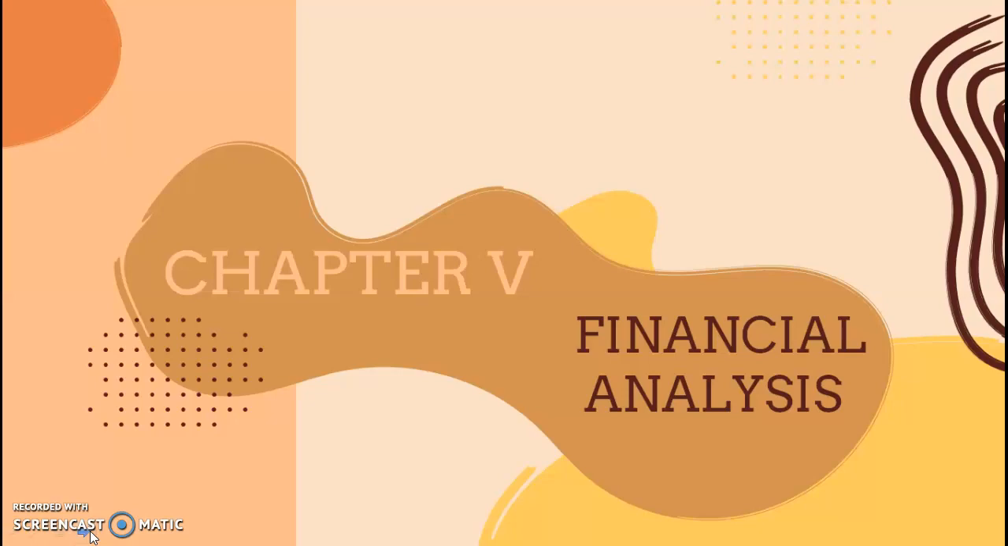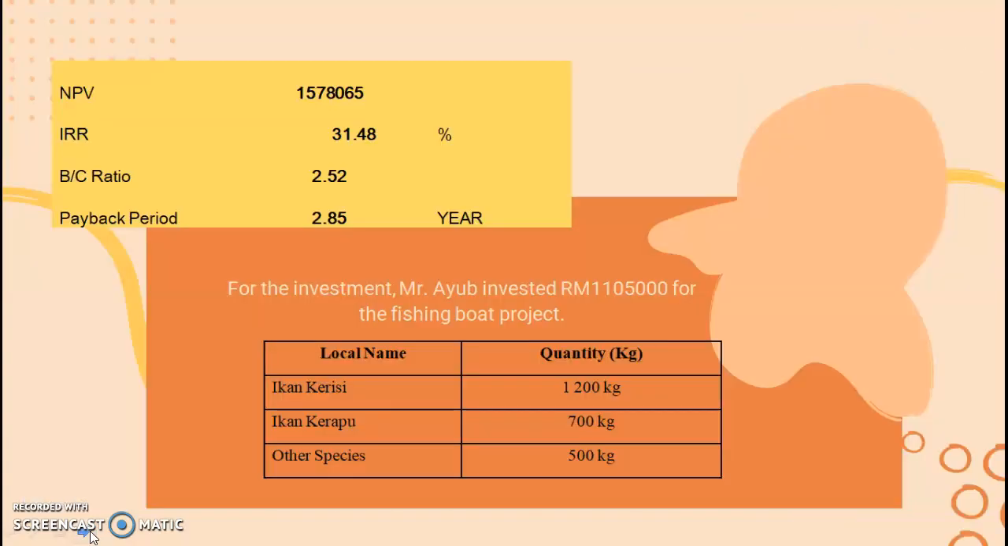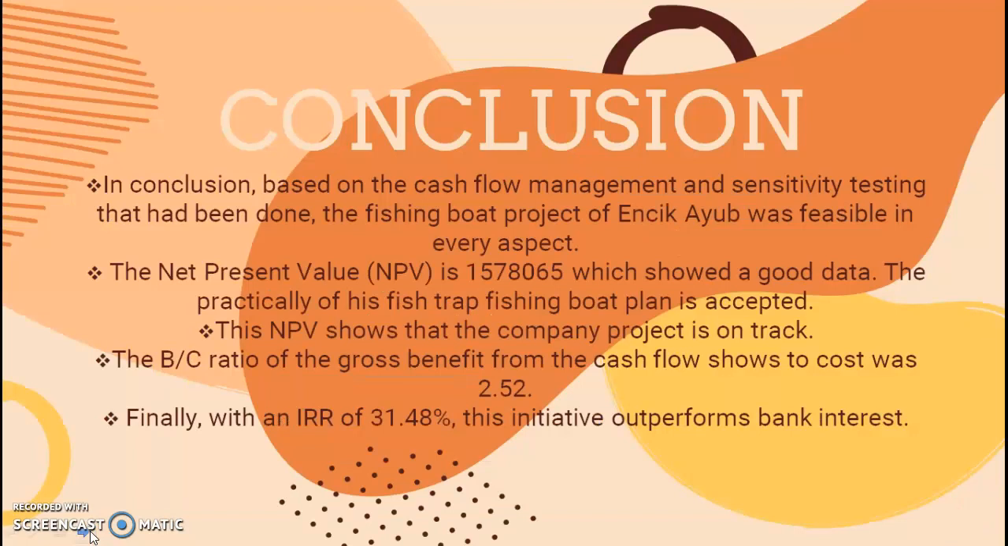Chapter 5, Financial Analysis. This is the cash flow. Encik Ayub invests over 1 million for his fishing boat project. And the conclusion: based on the cash flow management and sensitivity testing that had been done, the fishing boat project of Encik Ayub is feasible in every aspect.